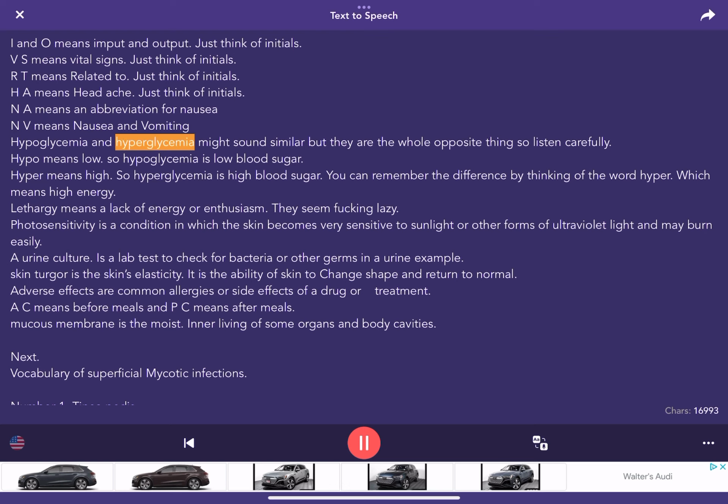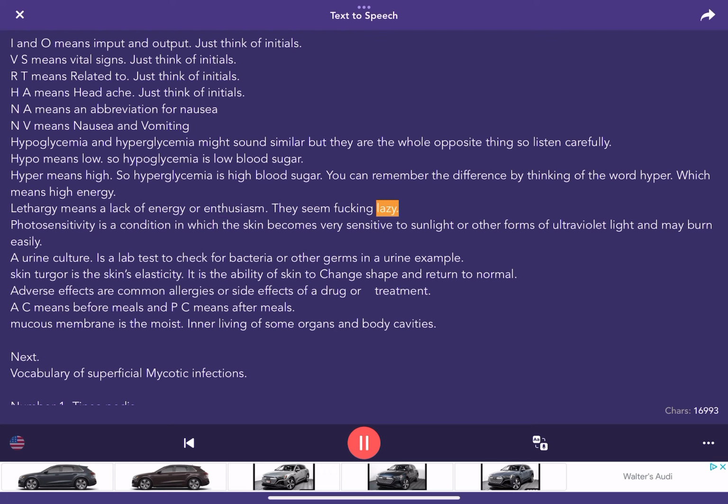Hypoglycemia and hyperglycemia might sound similar, but they are the whole opposite thing, so listen carefully. Hypo means low, so hypoglycemia is low blood sugar. Hyper means high, so hyperglycemia is high blood sugar. You can remember the difference by thinking of the word hyper, which means high energy. Lethargy means a lack of energy or enthusiasm.